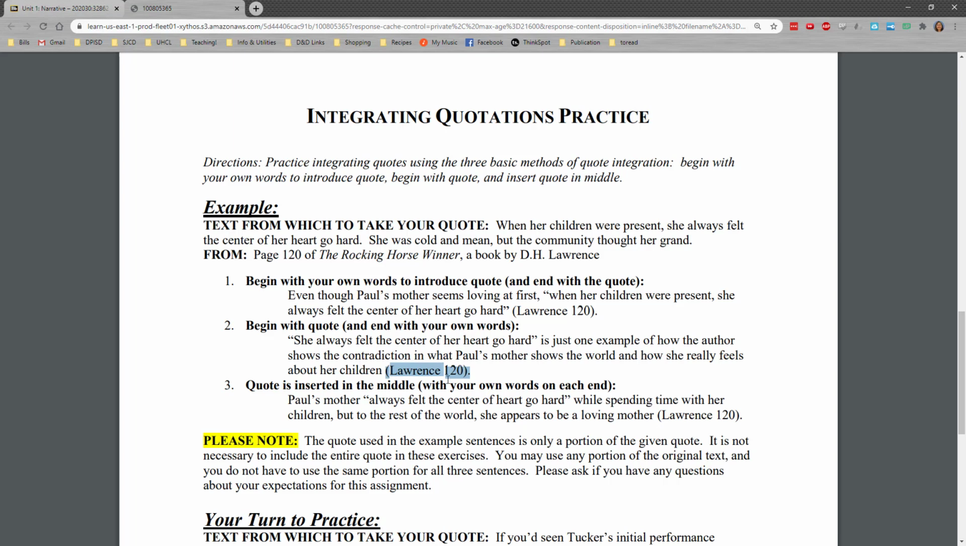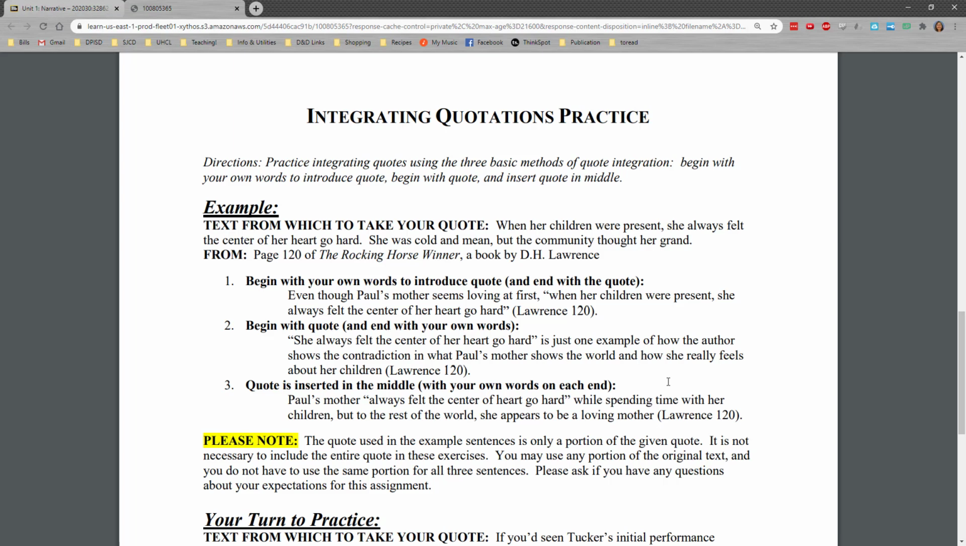You can also put the quote in the middle with your own words on each end. Paul's mother "always felt the center of her heart go hard" while spending time with her children, but to the rest of the world, she appears to be a loving mother. Now, here's some tips on this, and this is part of what I've had confusion with in the past on this assignment.